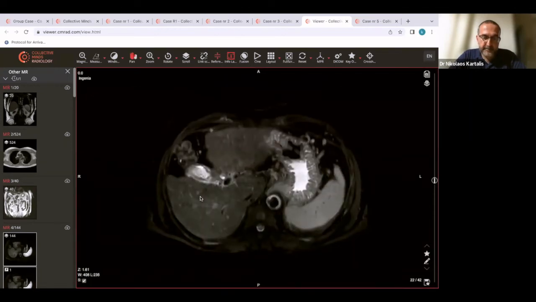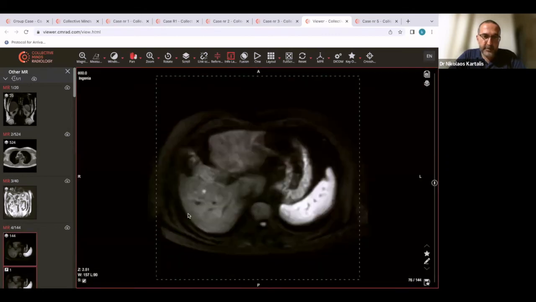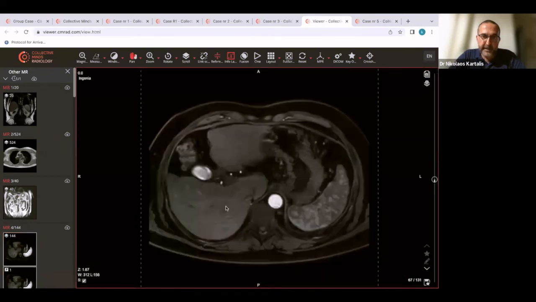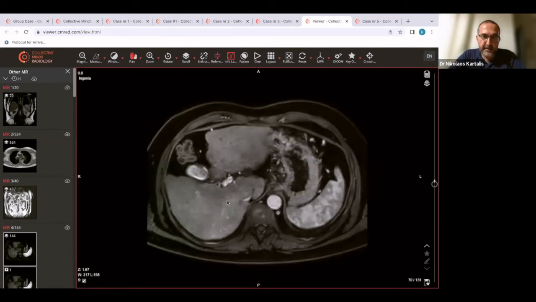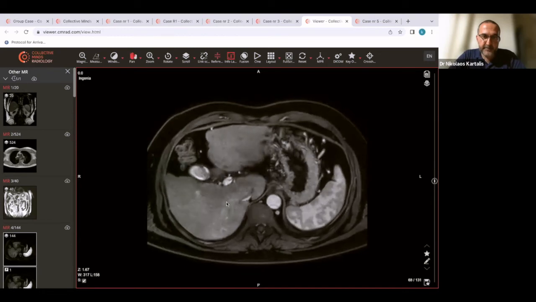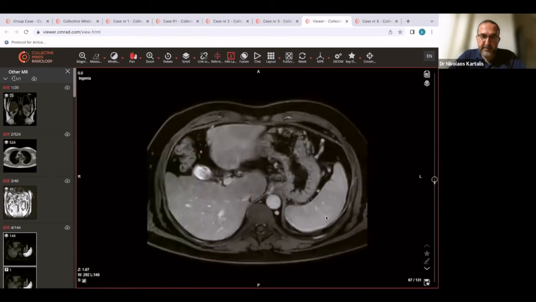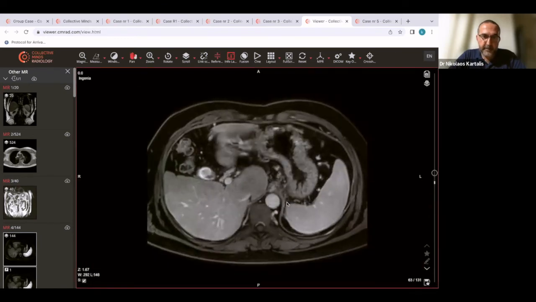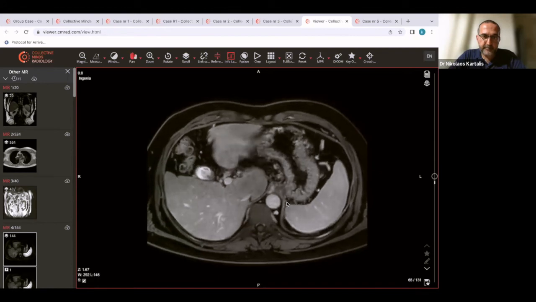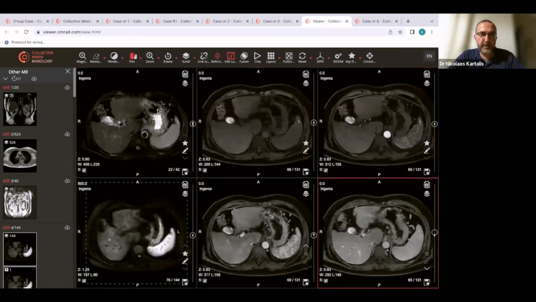Okay, this is the lesion here. This is the lesion on diffusion. This is the lesion on the late arterial phase. And this is the lesion on the portal venous phase. And since we have the extracellular agent, we have a 5 minutes phase. And the lesion should be somewhere here. So take a few seconds, look at the images.